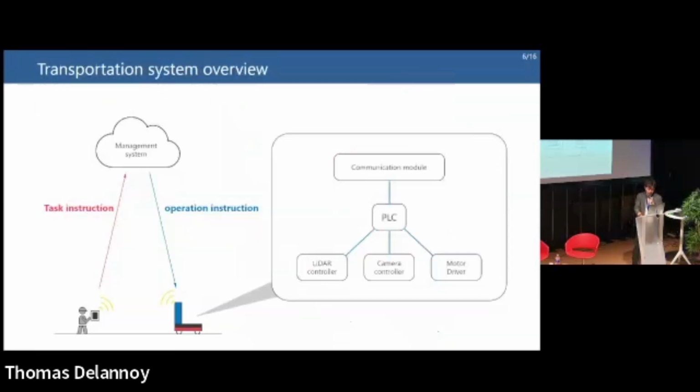The operation manager has a tablet and enters operation instructions such as the location of the material and the destination. The entered instruction is converted into motion instructions for the robot by the management system. The management system sends instructions to the robots in movement categories such as moving, loading, and unloading.